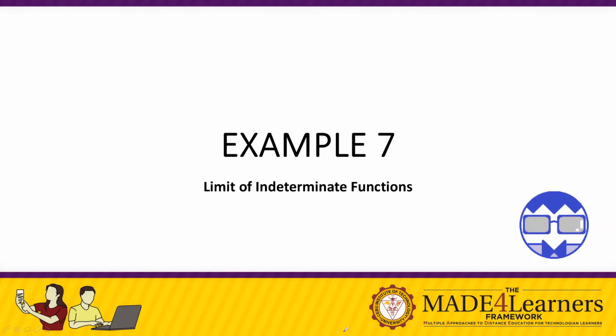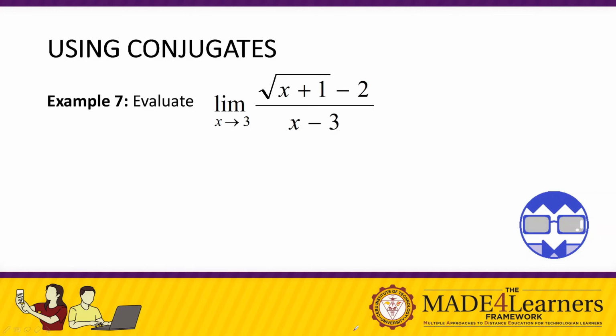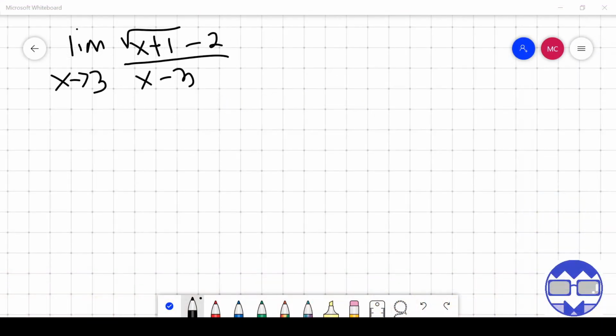Example number 7. We have the limit of the square root of x plus 1 minus 2, all over x minus 3, as x approaches 3. By substitution, this is square root of 3 plus 1, which is square root of 4 minus 2. Square root of 4 minus 2 is 2 minus 2, which is 0, all over, of course, 3 minus 3, which is 0. So again, this is an indeterminate form.